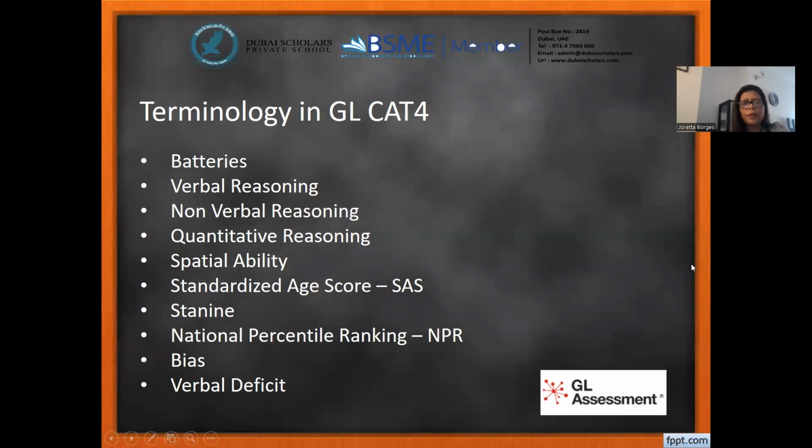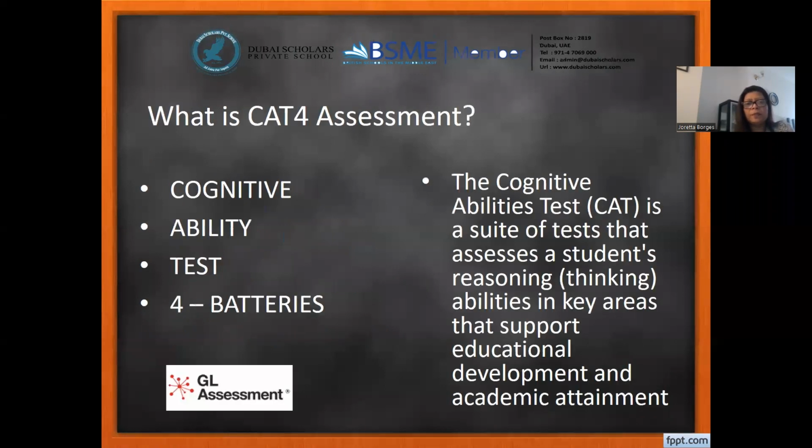What you see on your screen is the terminology used in the GL CAT4 assessments. Batteries: verbal reasoning, nonverbal reasoning, quantitative reasoning, and spatial abilities. The standardized age score, the stanine or ST9, the National Percentile Ranking or the NPR, bias, and verbal deficit. What is the CAT4 assessment?